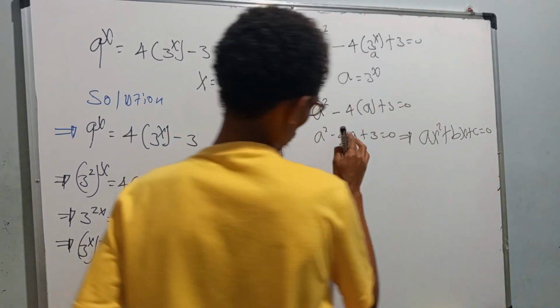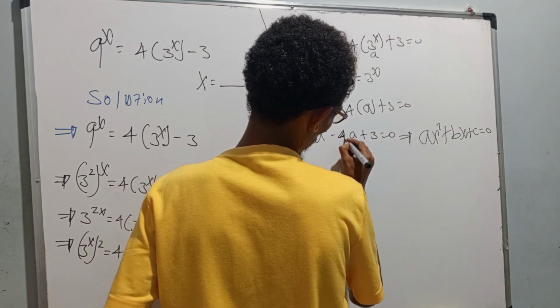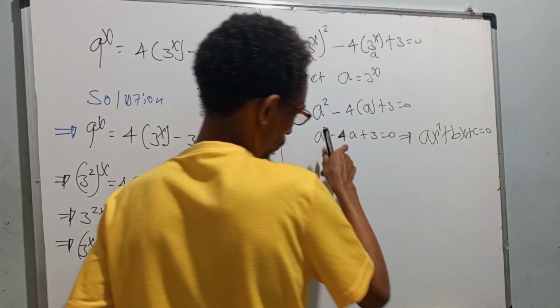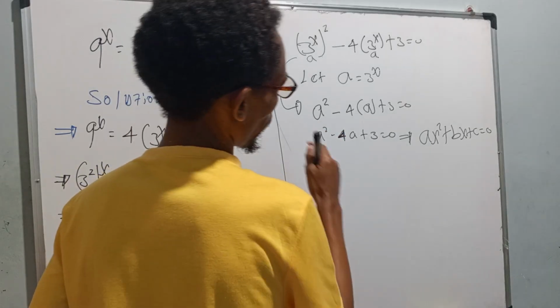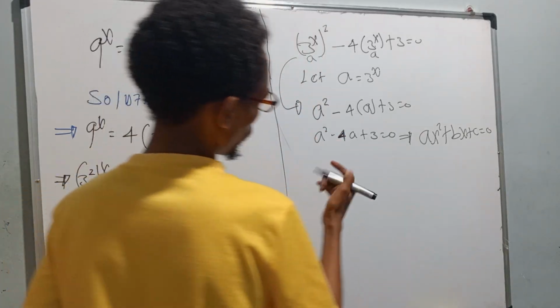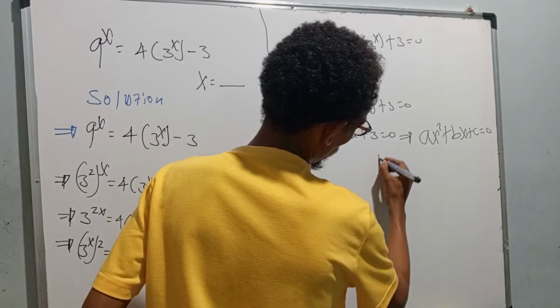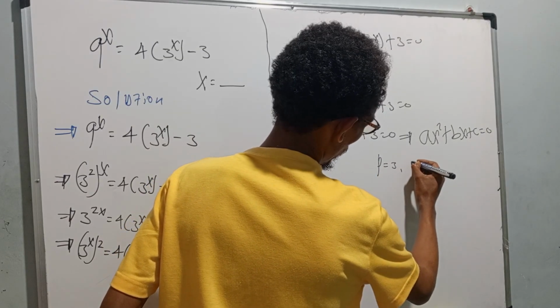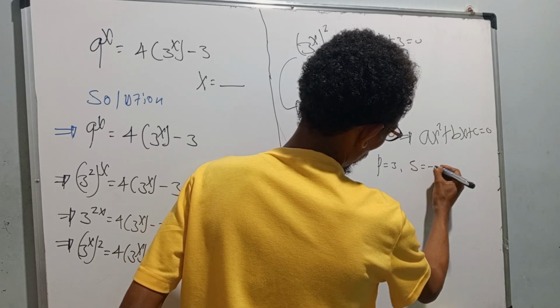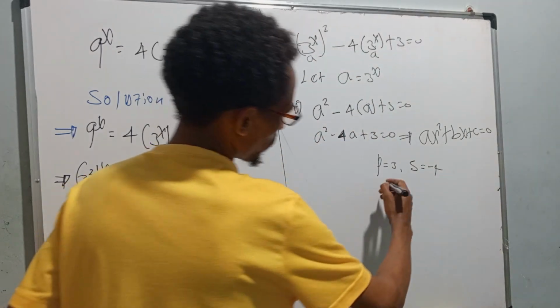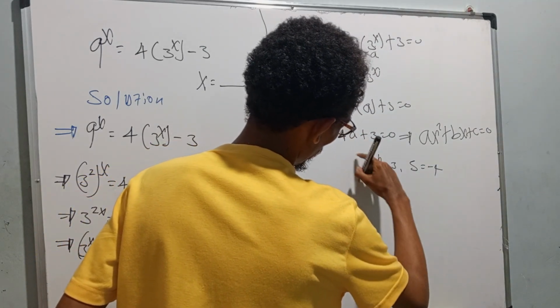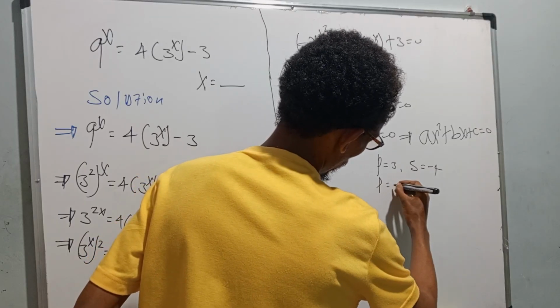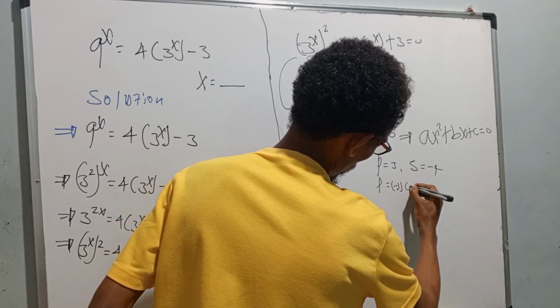So now we must apply the rules to factorize a quadratic equation. That means finding two numbers whose product is 3 and whose sum is minus 4. The numbers whose product gives us 3 are minus 1 and minus 3.